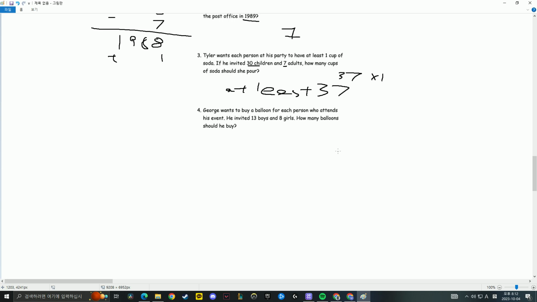George wants to buy a balloon for each person who attends his event. He invited 13 boys and 8 girls. How many balloons should he buy? So everyone is 13 plus 8, which is 21. And he should buy 21 balloons.